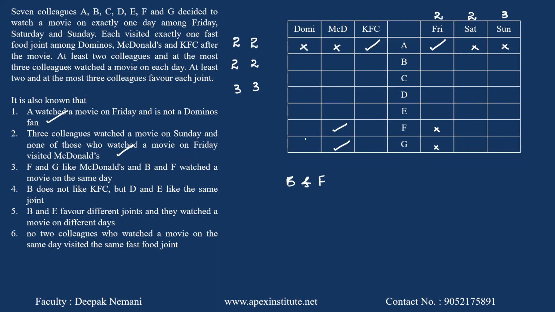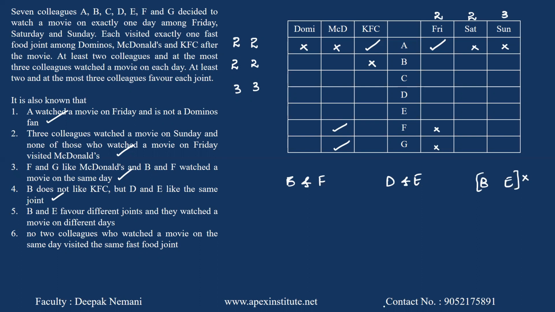Now B does not like KFC, but D and G like the same joint. Now you have D and G liking the same joint. Okay. Now B and E favor different joints and they watched a movie on different days. So there is nothing common between B and E.